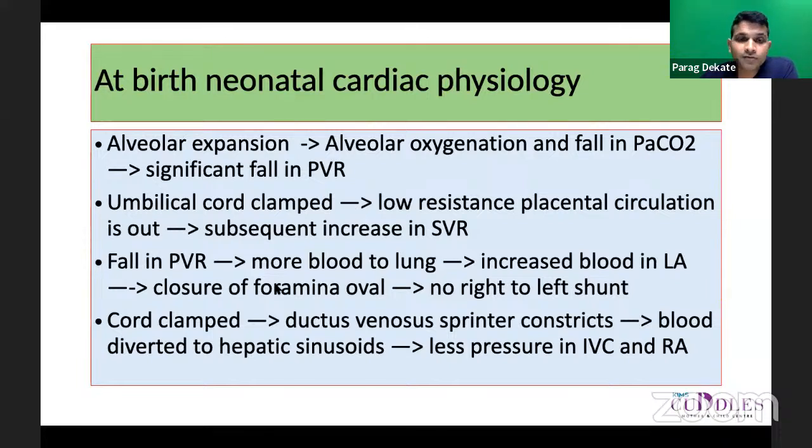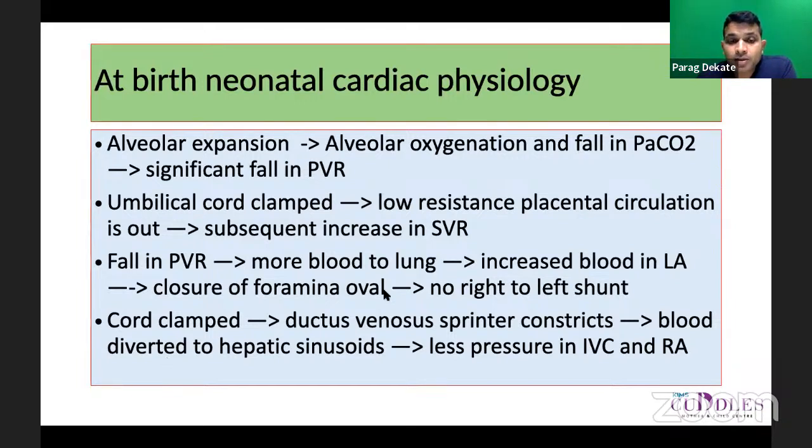Once there is a fall in the PVR, more blood goes into the lung. Increased blood will come back into the left atrium through the pulmonary veins. And because there is pressure, like a ball valve pattern, there is more pressure on this side. The crista terminalis closes, there is a closure of the foramen ovale, and there is no more right to left shunt.